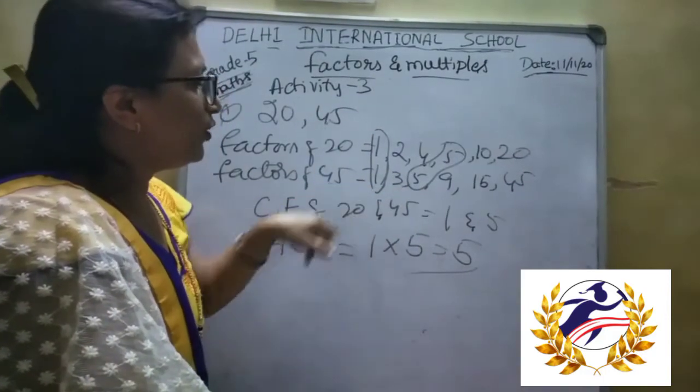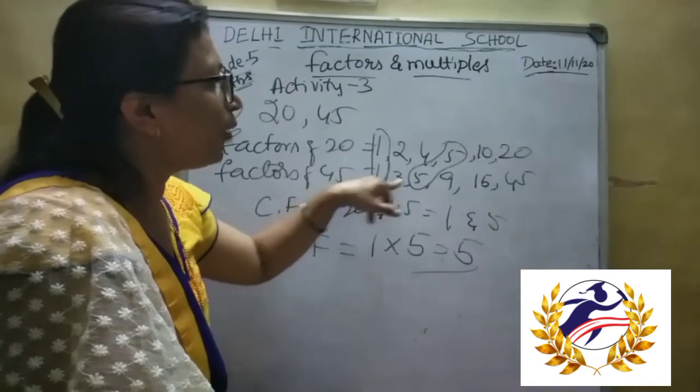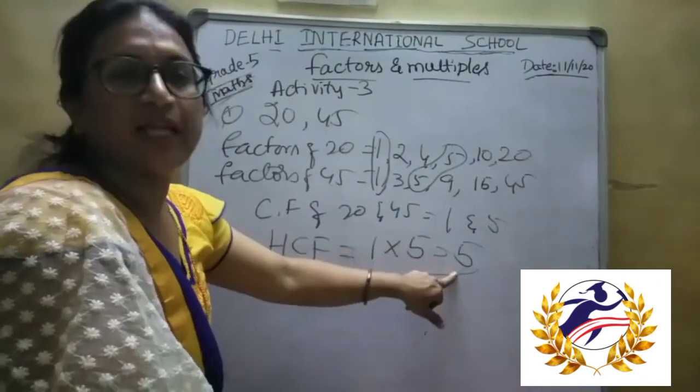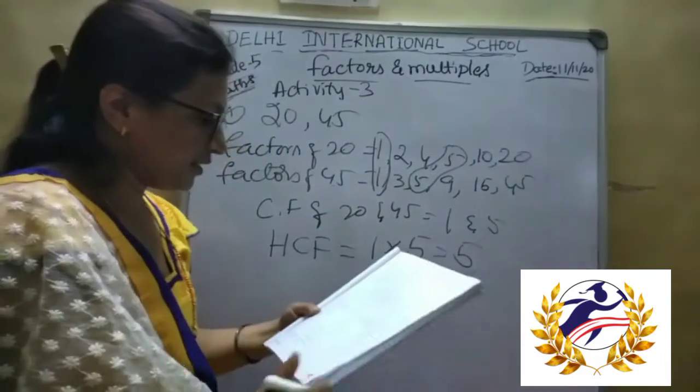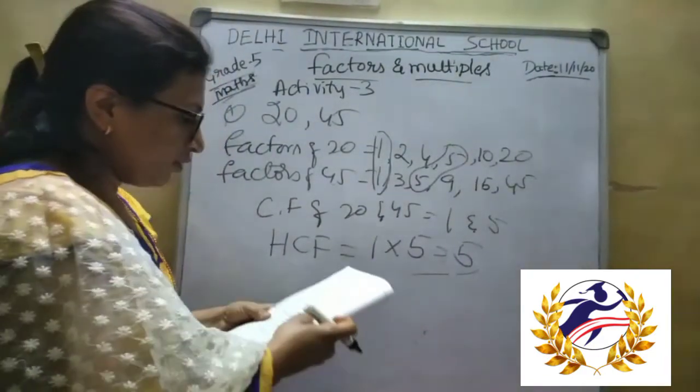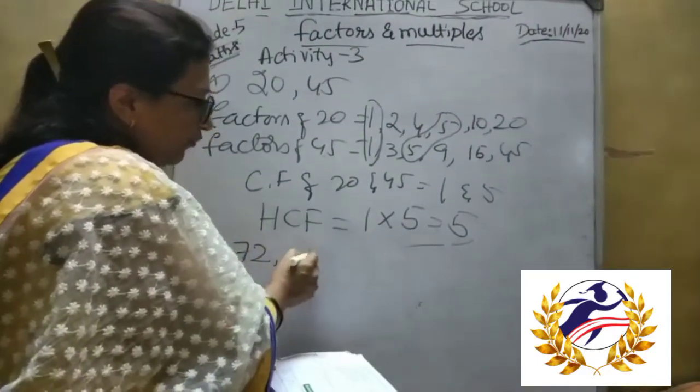We need to find the highest common factor by taking the common factors of each number and multiplying. So 5 is the highest common factor of this. Next, another problem I will do from this main: 72 and 48.